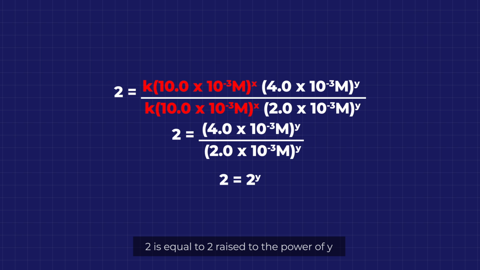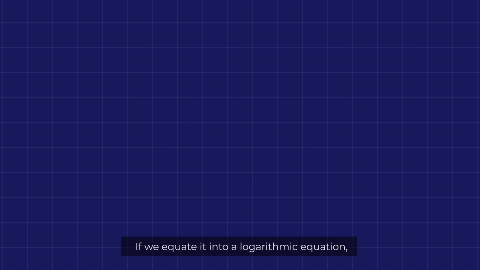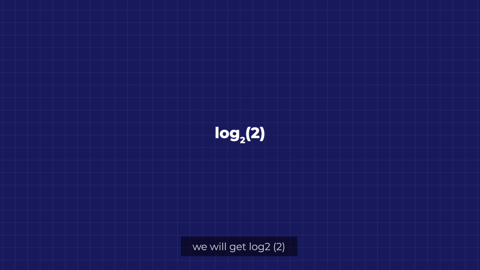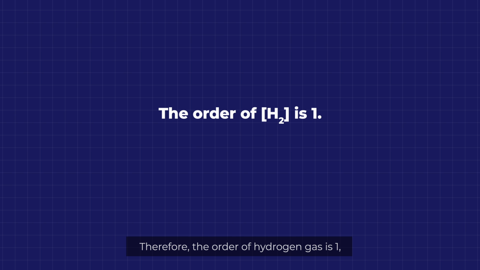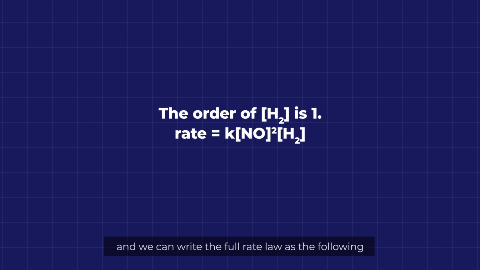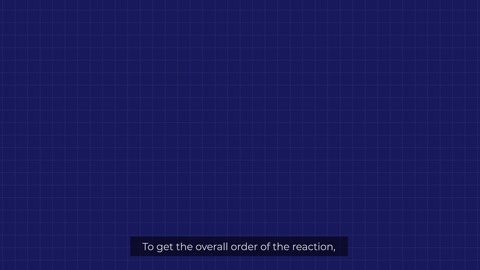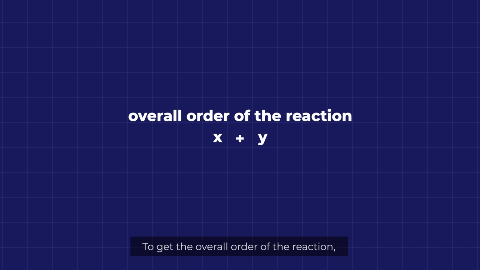If we equate it into a logarithmic equation, we will get log 2 to the base 2, which will give us 1. Therefore, the order of hydrogen gas is 1, and we can write the full rate law as the following, where x is equal to 2 and y is equal to 1. To get the overall order of the reaction, we add 2 and 1 to get 3. Therefore, the overall order is 3.